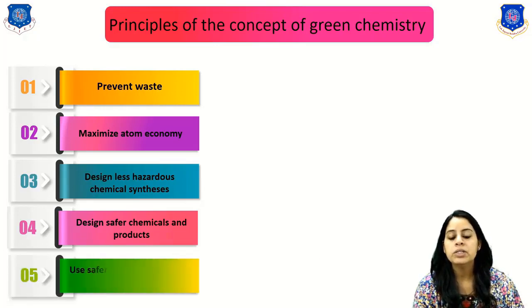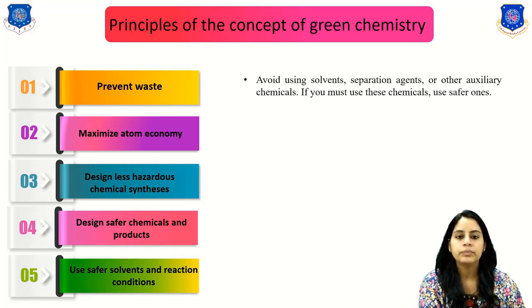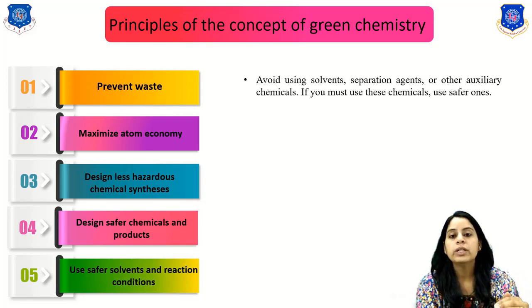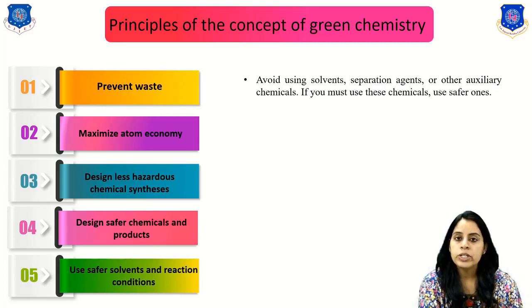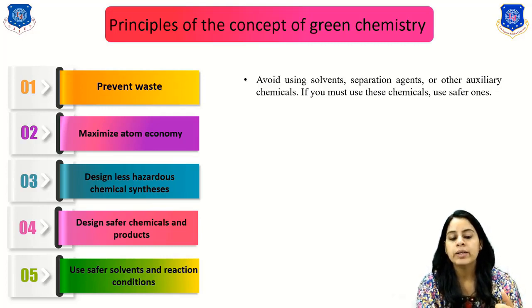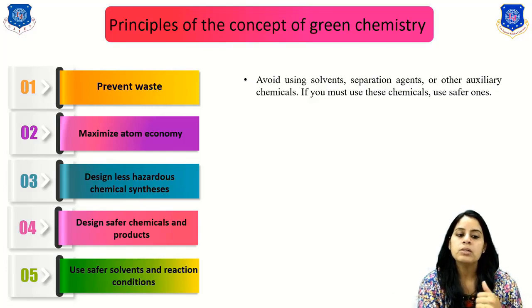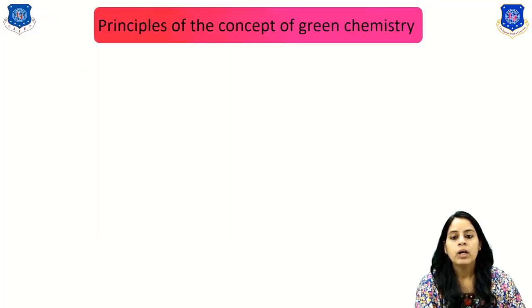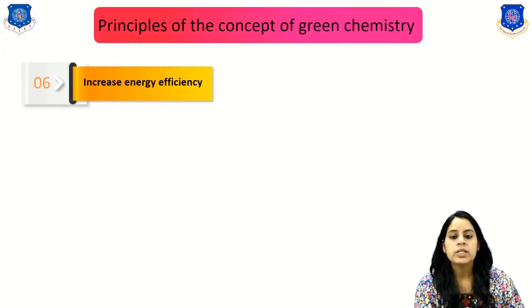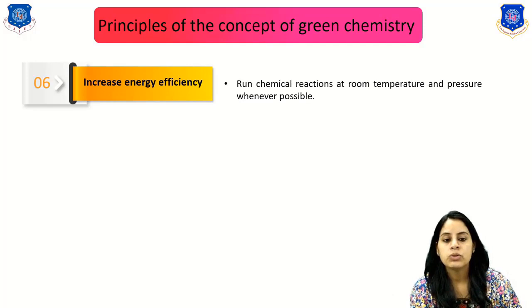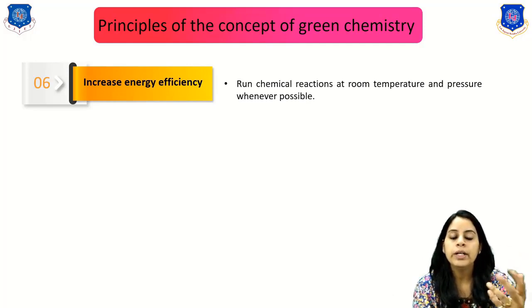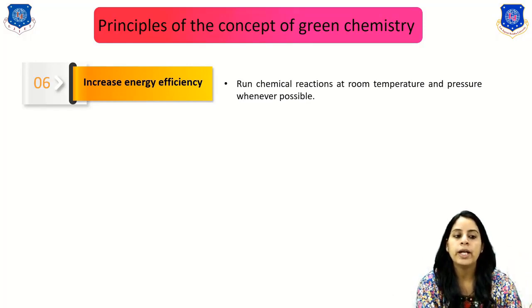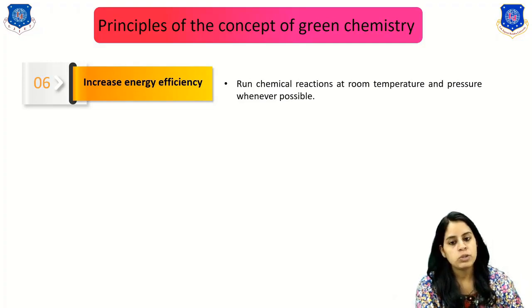Then the fifth one is use safer solvents and reaction conditions. Okay, so it means avoid using solvents, separation agents or other auxiliary chemicals. If you must use these chemicals, use safer ones. Now the next one, the sixth principle, is increase energy efficiency. So run chemical reactions at room temperature and pressure whenever possible.